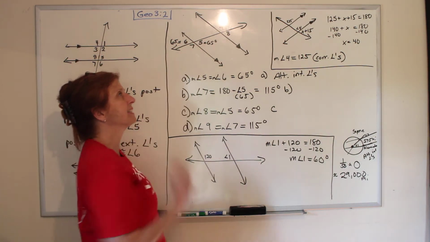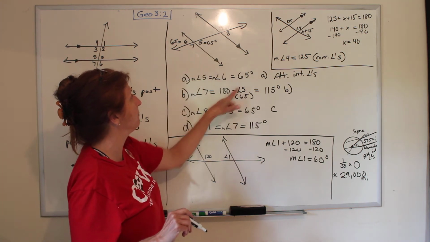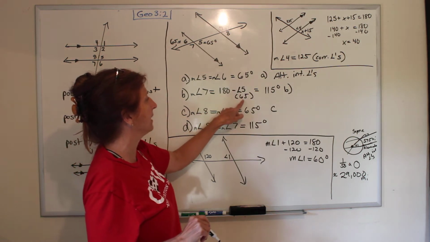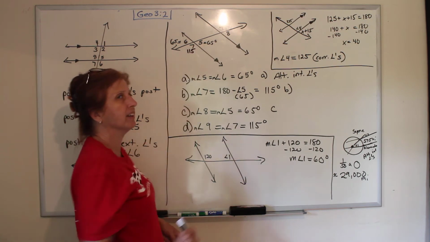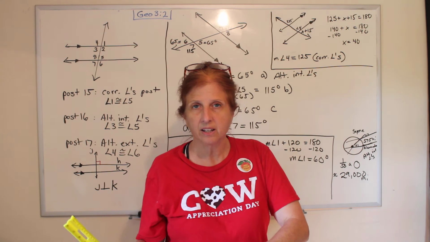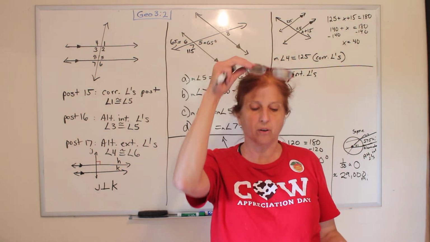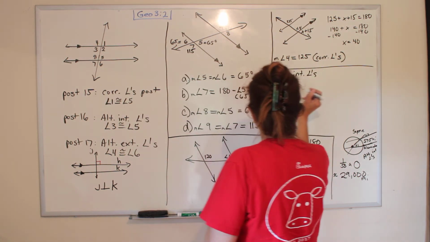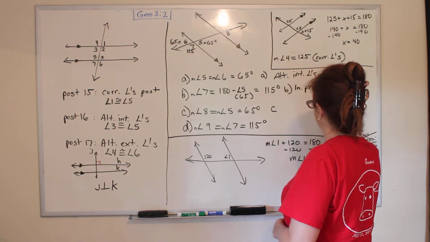Okay? The next one is that the measure of angle 7 we can figure out. Because 5 and 7 are a linear pair, we can say 180 minus angle 5, which is 65, and 180 minus 65 is 115. So we know angle 7 is 115. And how do we know that? It's because we know that they're a linear pair. And we know that a linear pair, a straight line, is 180 degrees. So we can just say that this is the linear pair postulate.